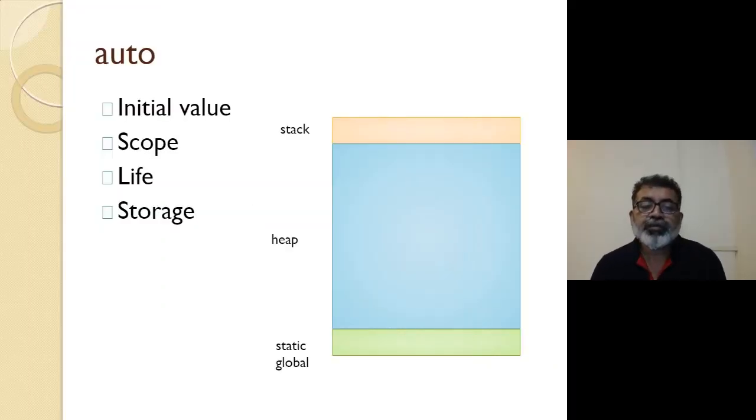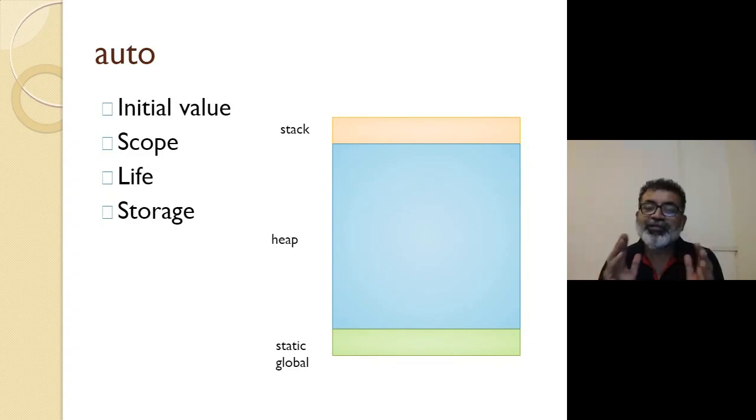Okay. So that is the scope of an auto variable. What is the life? Life is for how much time the variable is alive. The variable is alive till the control goes outside the closing brace. Again, scope is defined by the closing curly brace, and when control goes outside that closing curly brace, the variable is destroyed.